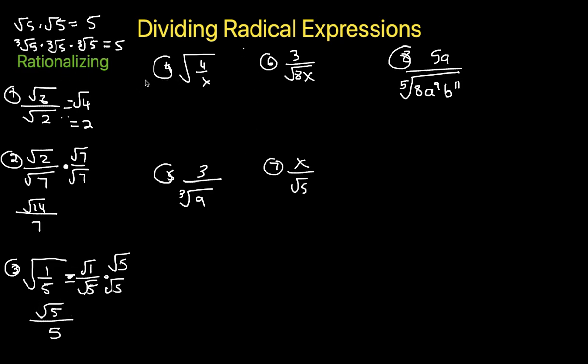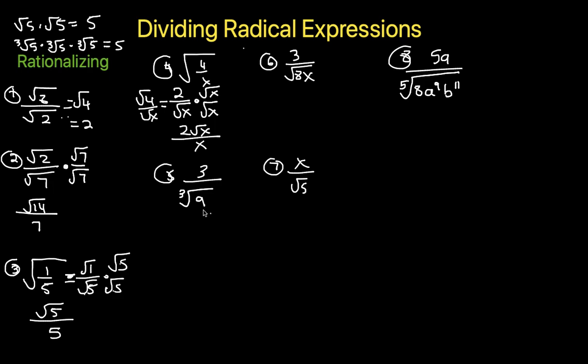All right, number 4, I have square root of 4 over square root of x. I can simplify the top. This is 2 over the square root of x. Now rationalize, multiply the numerator and the denominator by the square root of x. So 2 times square root of x, the 2 is not under a root, so it's just 2 square root of x. The denominator, square root of x times square root of x is x. Can't cancel again.